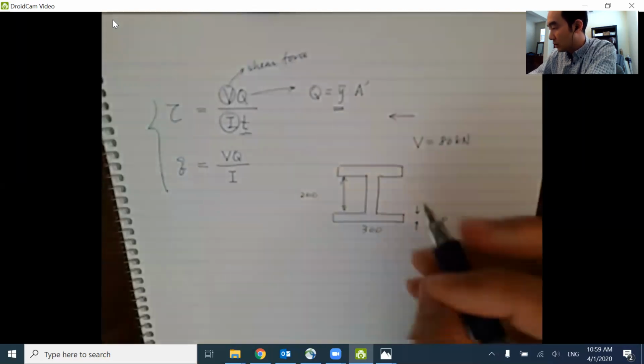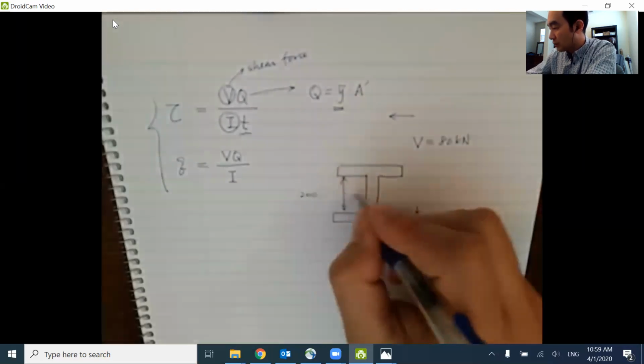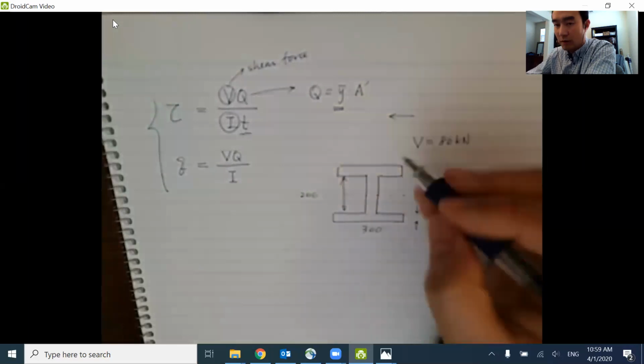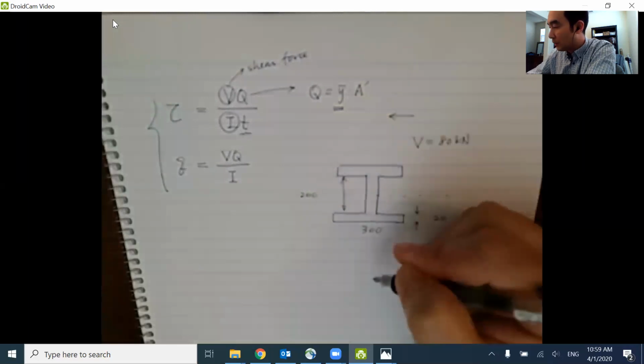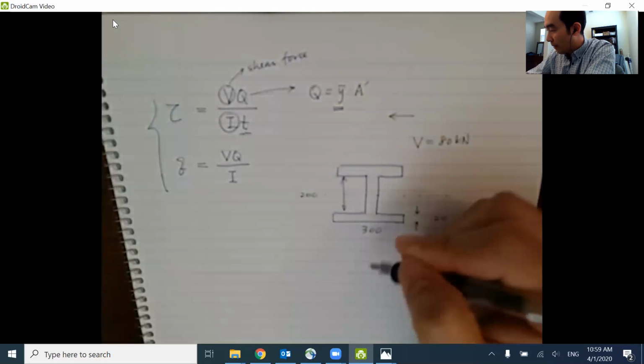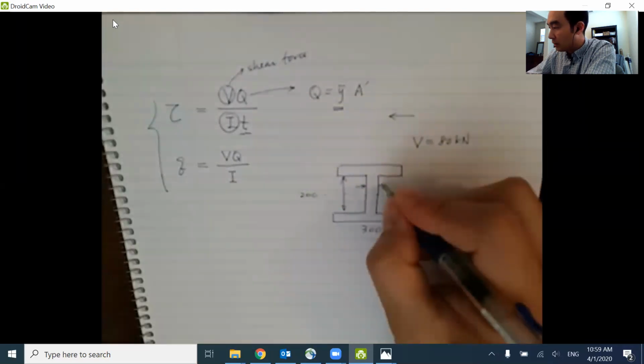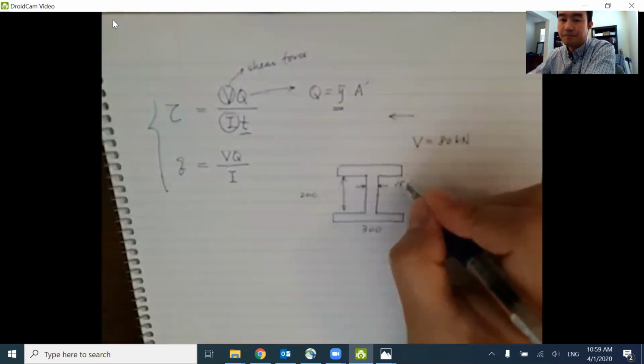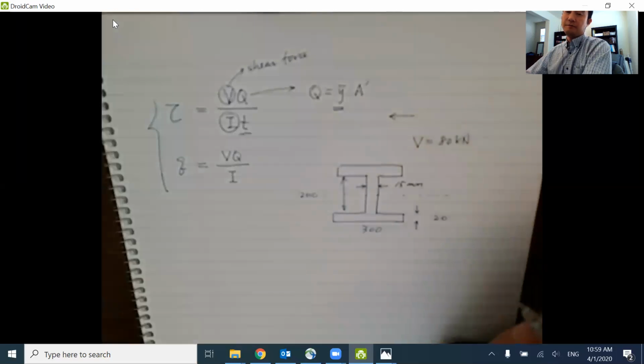So this is going to be the central line, which is the neutral axis, and it is symmetric about the vertical axis as well. Thickness of the web is 15 millimeter. So those are the given information.